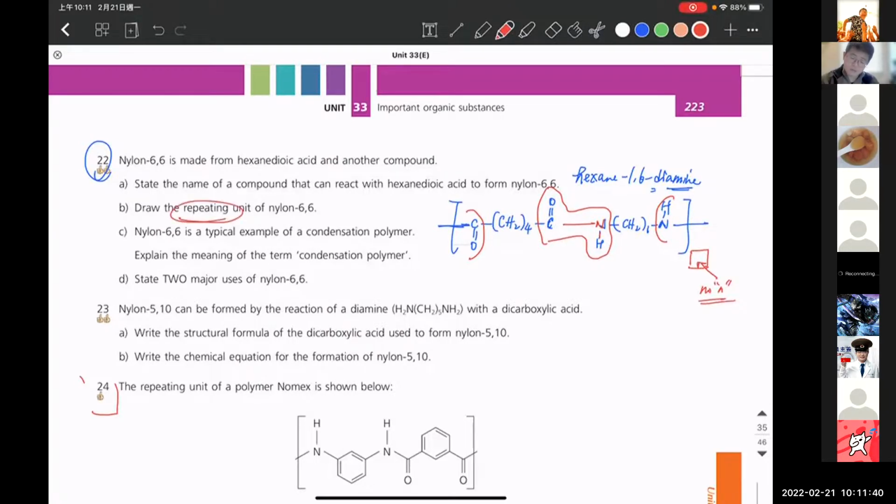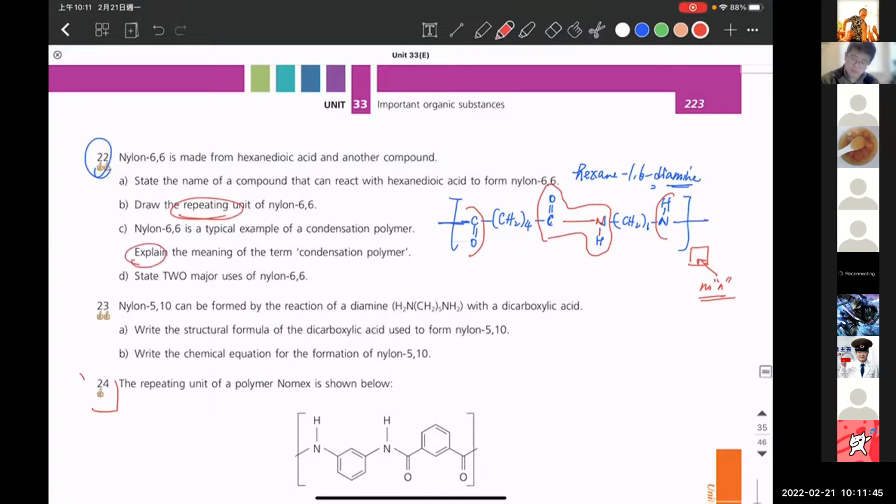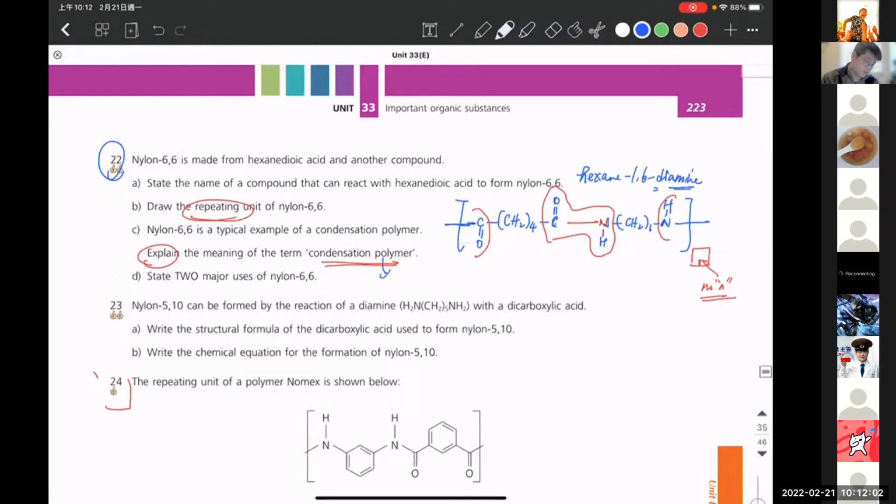C. Nylon 66 is a typical example of condensation polymer. Explain the meaning of the term condensation polymer. Condensation polymer is the monomer molecules joined together repeatedly to form polymer molecules with the elimination of small molecules.